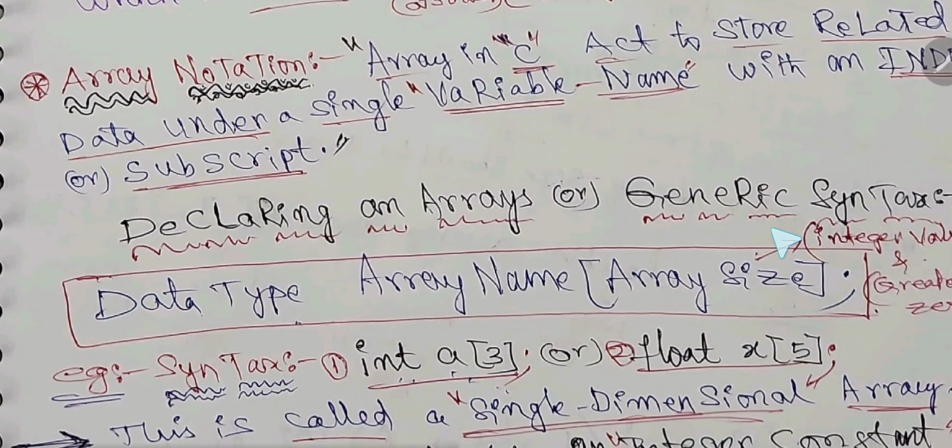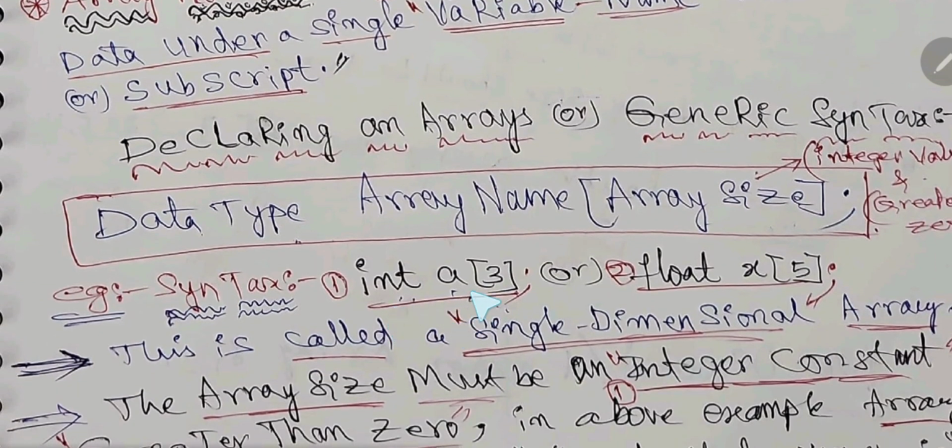Declaring an array, generic syntax. I told you the definition, now the generic syntax: data type, array name and array size, semicolon. Every statement ends with a semicolon. Now an example: int a[3]; This is one example. Another example: float x[5]; This is an example syntax.